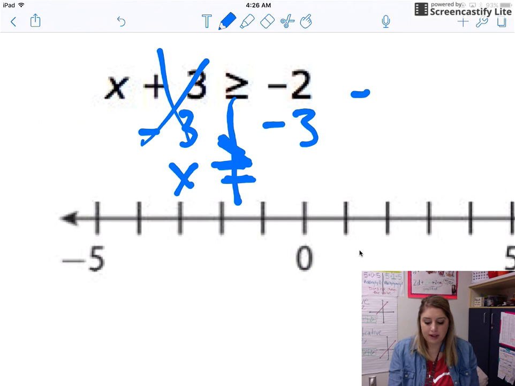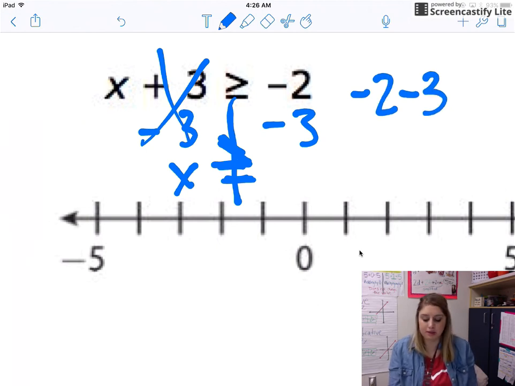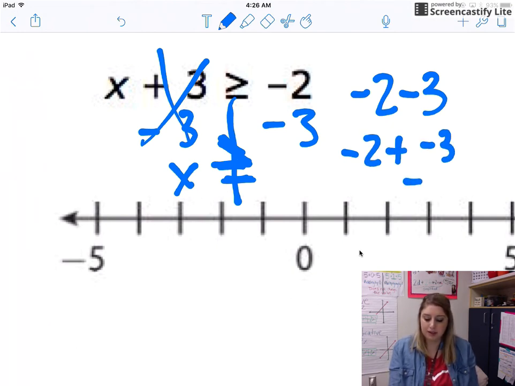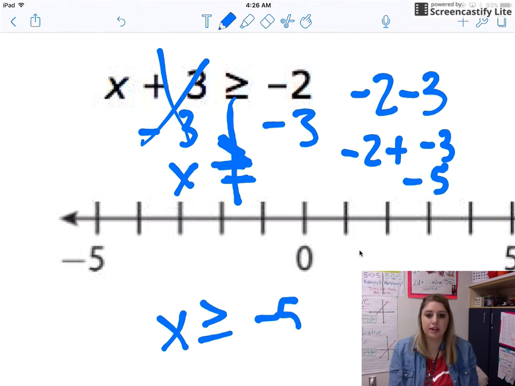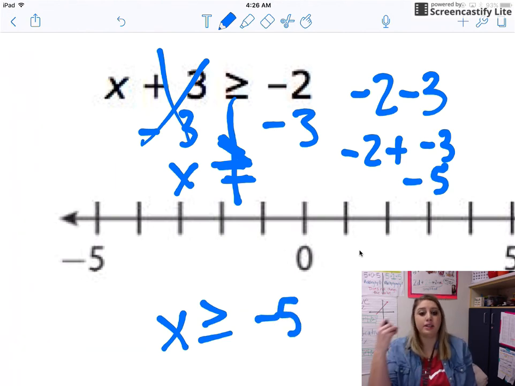And now I have negative 2 minus 3. Well, negative 2 minus 3 is a keep, change, change problem. Keep, change, change. So this makes same sign sum, negative 5. Right now my problem is x is greater than or equal to negative 5. So I solved the inequality. Now I need to graph it.